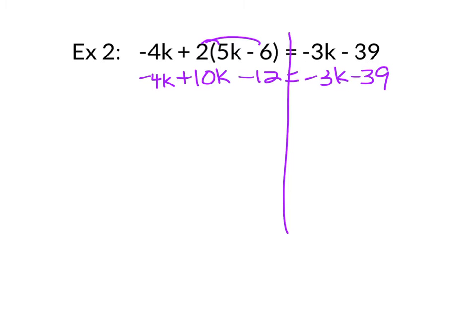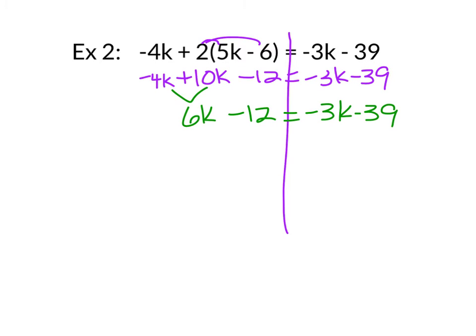Next, I want to look for like terms. On the left side, I see a negative 4k and a positive 10k. There's also a k on the right hand side. But when we're combining like terms, only look at one side at a time. So just looking at the left side, I can combine those two k's together, and I cannot combine them with the negative 12 because that one does not have a k. So let's add negative 4 plus 10, which is going to be 6k. Bring down the negative 12 equals negative 3k minus 39.